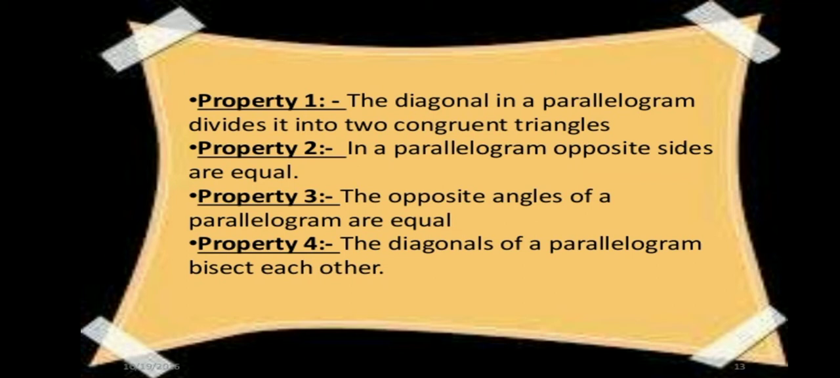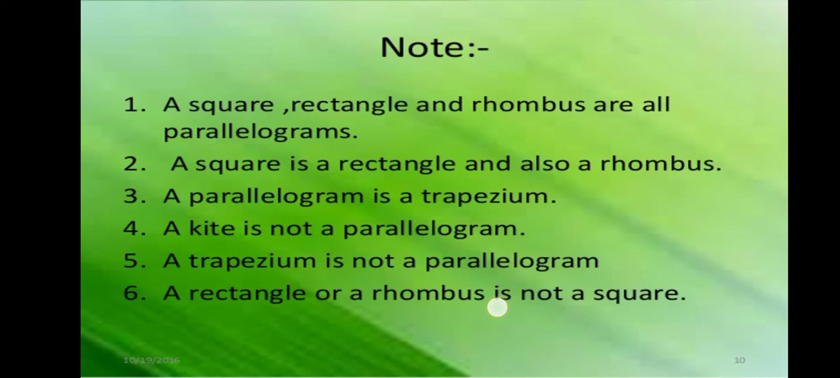And also the adjacent angles are supplementary. It means when two adjacent angles are there, if you add them, the sum of those two adjacent angles is 180 degrees. Now there are also points to be noted.